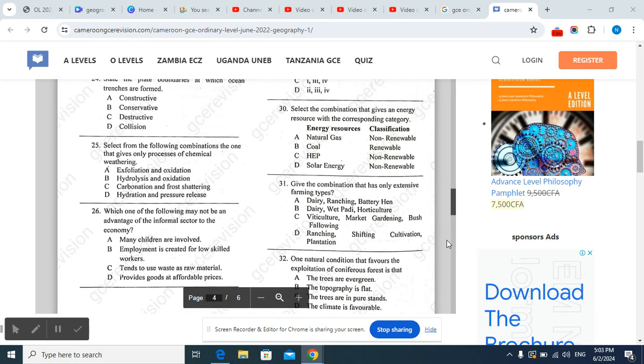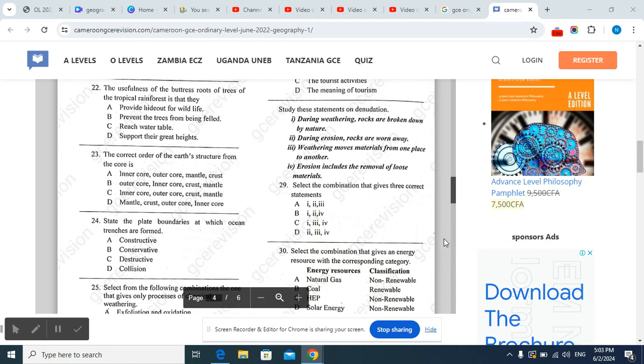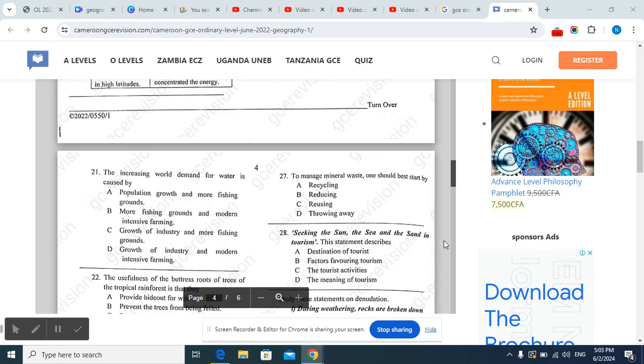Question 27. To manage mineral waste, one should best start by... The answer is B.